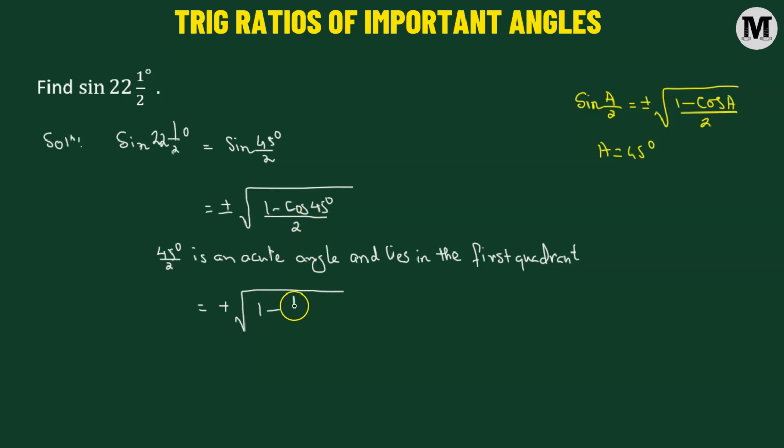Now what's cosine 45 degrees? That has a standard value of 1 over square root of 2, whole divided by 2. And if we simplify this, we're going to get square root of 2 minus 1 divided by 2 times square root of 2. This is going to be the value of sine 22.5 degrees.